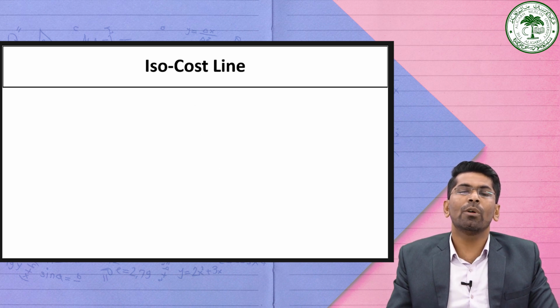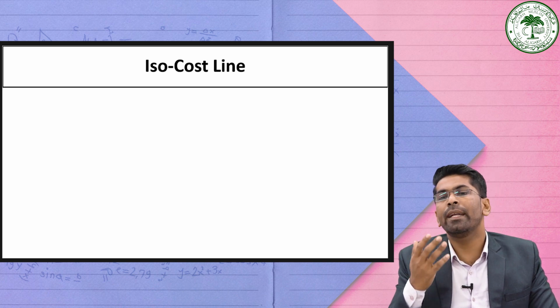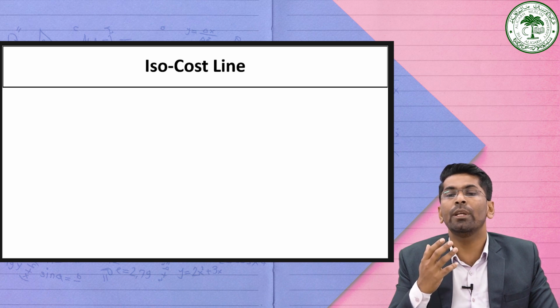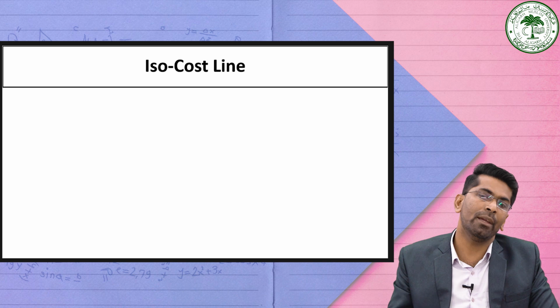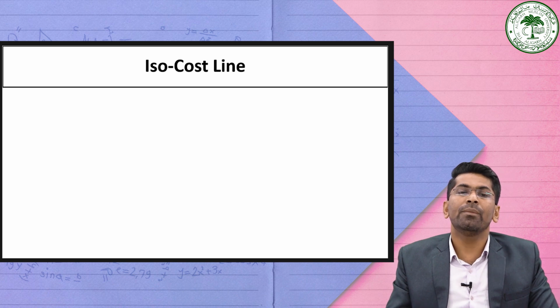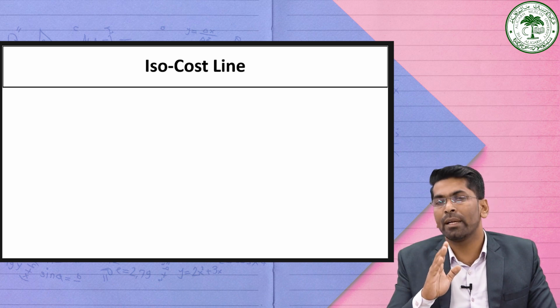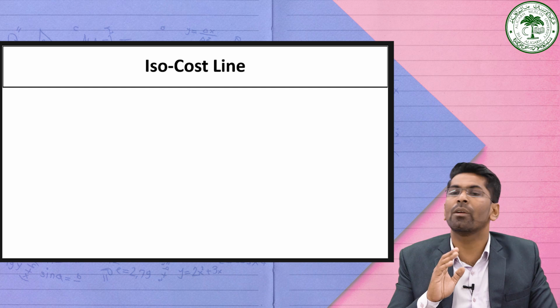Now consider the isocost line. Having discussed the budget line of the consumer, now we are getting into a similar concept that economists usually use to analyze producer behavior. This is generally known as the isocost line, and the entire concept related to the budget line of the consumer is the same here also.